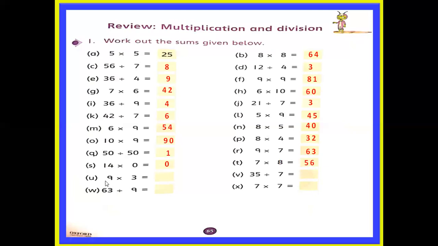9 multiply 3, new part. Read the table of 3, 9 times. I am reading the 9 table three times. 9 ones are 9, 9 twos are 18, 9 threes are 27.